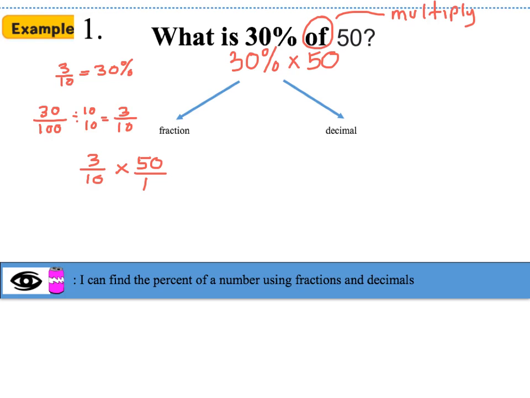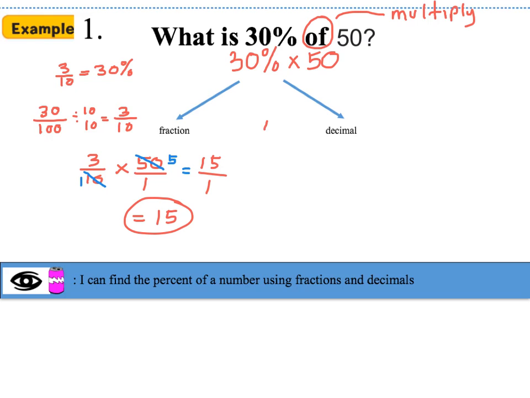Now I can cross cancel to make my numbers a lot smaller. 10 goes into 10 once, and 10 goes into 50 5 times. Now I can multiply straight across. On my numerators, 3 times 5 is 15, and my denominators, 1 times 1 is 1. So my answer is equal to 15.